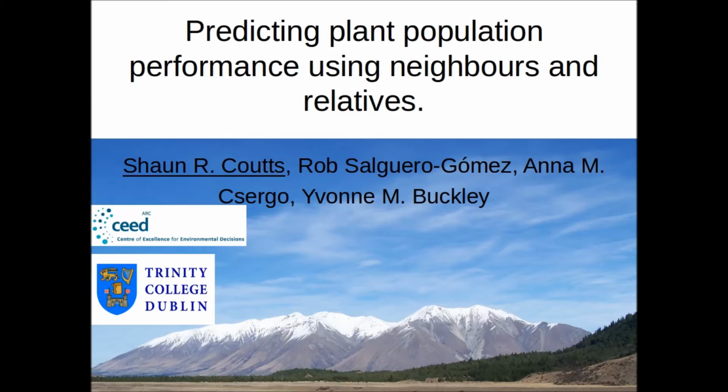So today I'm going to talk about predicting population performance based on a population's relatives and its neighbours. This is important because very often in demography and population modelling, we measure a few populations in an area, and then we implicitly assume that all the other populations of that same species in that general region behave the same way. And we don't really know if this is true.